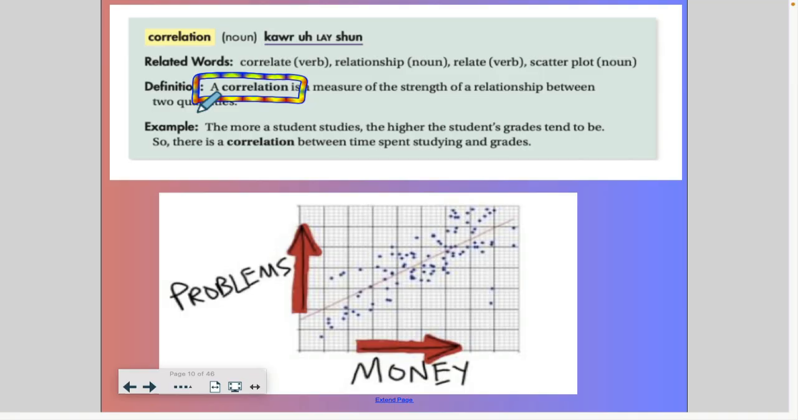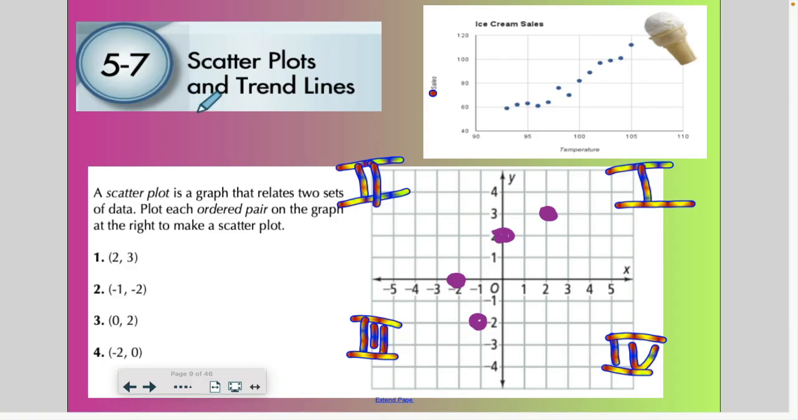A correlation is a measure of strength of relationship between 2 quantities. It's like, what do I mean? Look at that graph up there. What is it showing? The relationship between temperature and ice cream sales, particularly. Is there a relationship on that, did you say? Yeah. How would you describe the relationship?